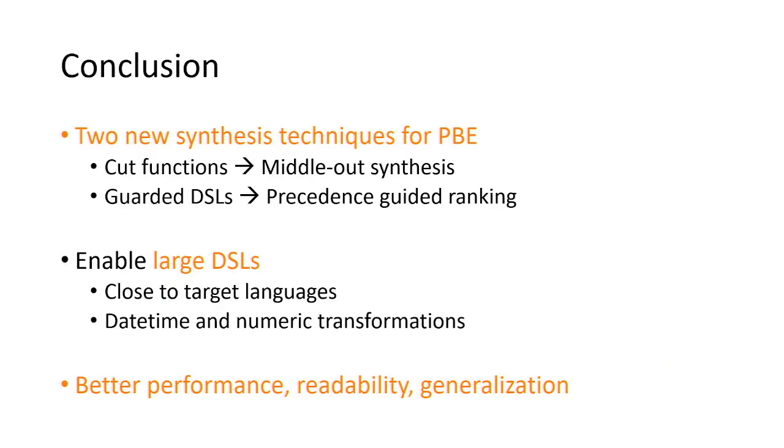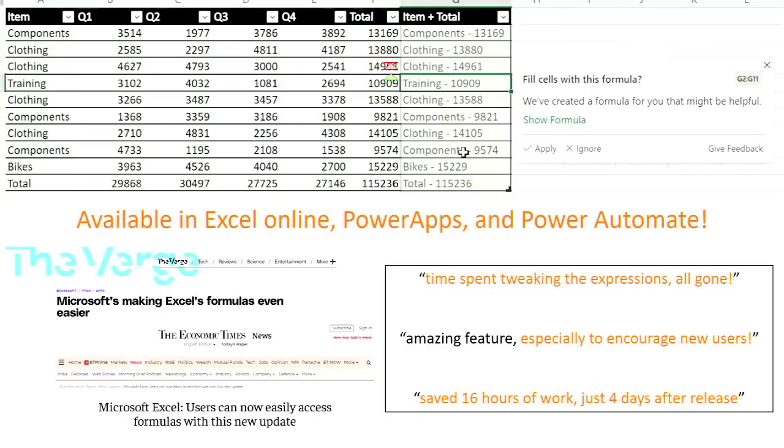So let me flash this conclusion slide, but this is the last slide, so it's available now out in Excel Online, Power Apps, Power Automate, and we are getting really good reviews, so go out and try it. Someone says they saved 16 hours of work just 4 days after release. I don't know who's writing Excel formulae for 4 hours a day for 4 days, but there's that user.